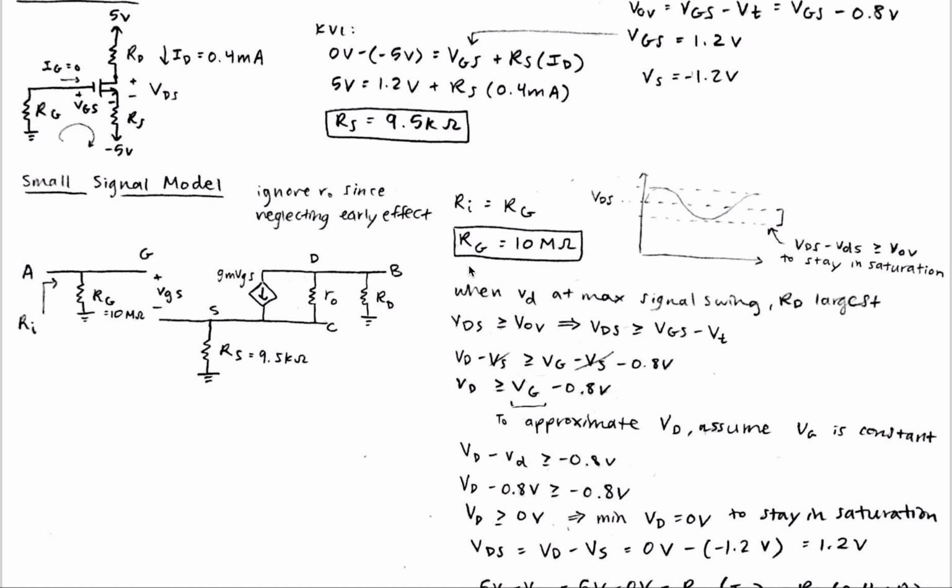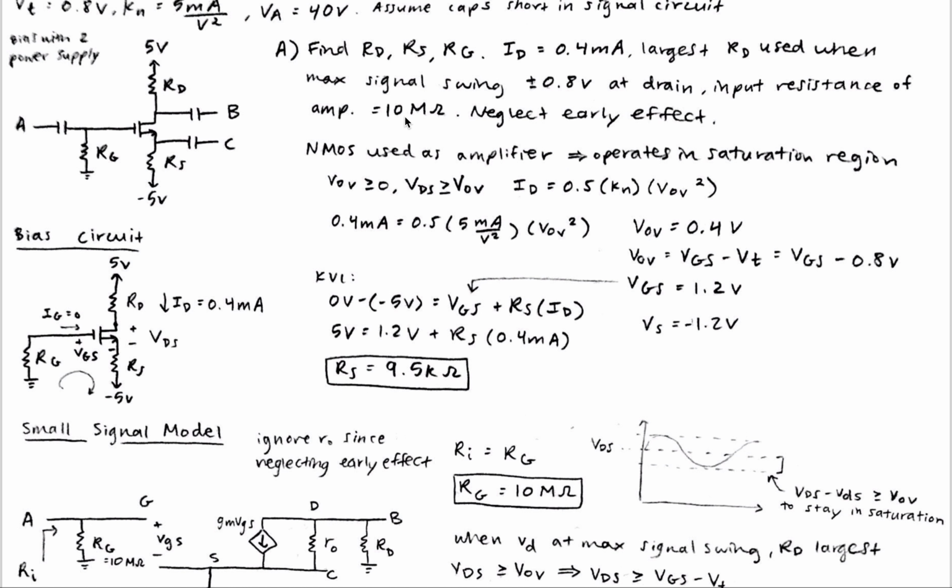For RG, drawing the small signal model, we can see that RG is equal to RI, and we are given RI, which is 10 mega ohms. So RG is also equal to 10 mega ohms.